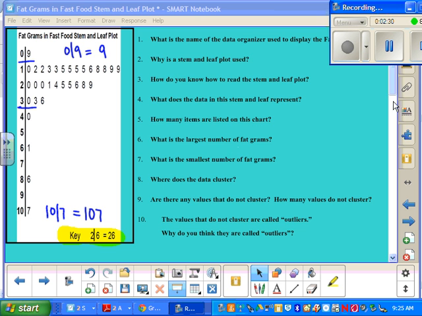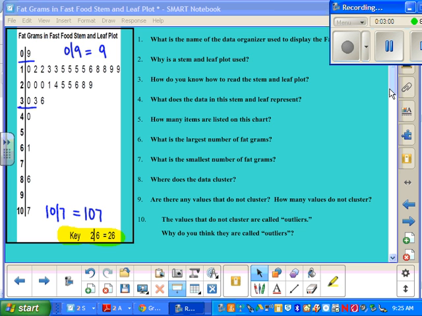That is 107, as you can see here. And guys, how we write that is, we wrote an example here. The 10 is on this left side, and the 7 is over here, so that equals 107. Number 7, what is the smallest number of fat grams? You need to look back at the top of your chart and see that the smallest number is 9 grams. You can see here how we wrote that. It has a 0 right there, which just means that there's nothing in the first place value.